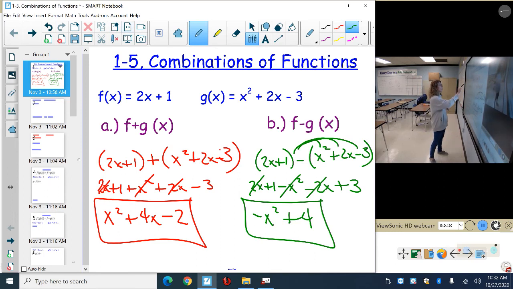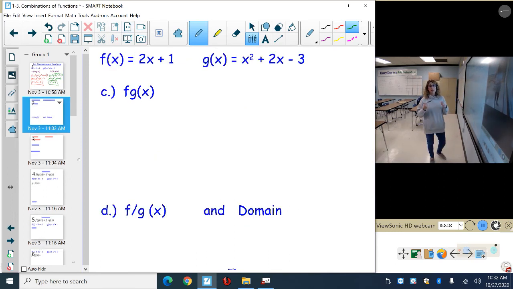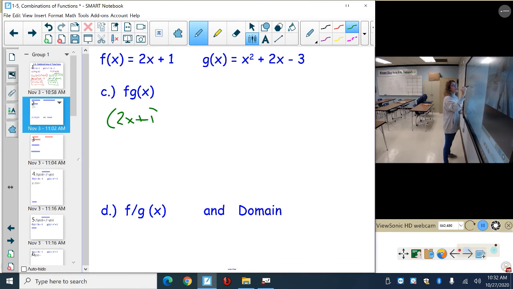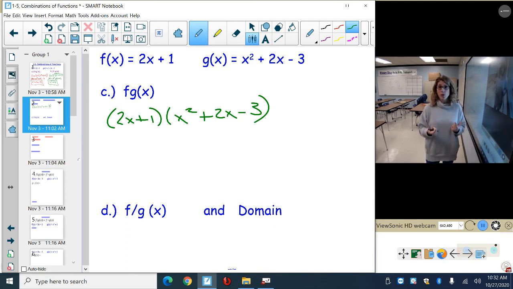Okay? The next one is going to be going ahead and giving the same two functions, but this time they're attached by multiplication. So this is going to be 2x plus 1 times x squared plus 2x minus 3. And since there are two parentheses attached by multiplication, we're going to be foiling. It's not technically FOIL because it's not a binomial term times a binomial term. It is a binomial term times a trinomial term.